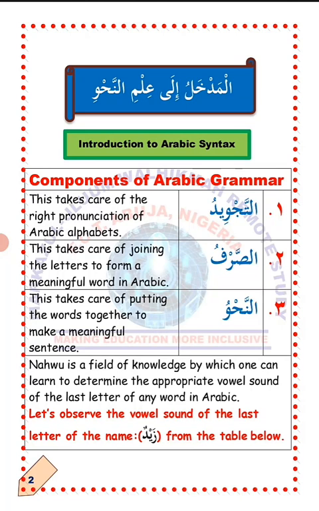So the part of Arabic grammar that teaches us how to derive different words in Arabic for different meanings is called as-sarf, morphology. Number three, an-nahaw, Arabic syntax. This part of Arabic grammar teaches us how to put the words together to make a meaningful sentence. Since this discussion is restricted to nahaw, we are going to illustrate this using the name Zaid from the table below.